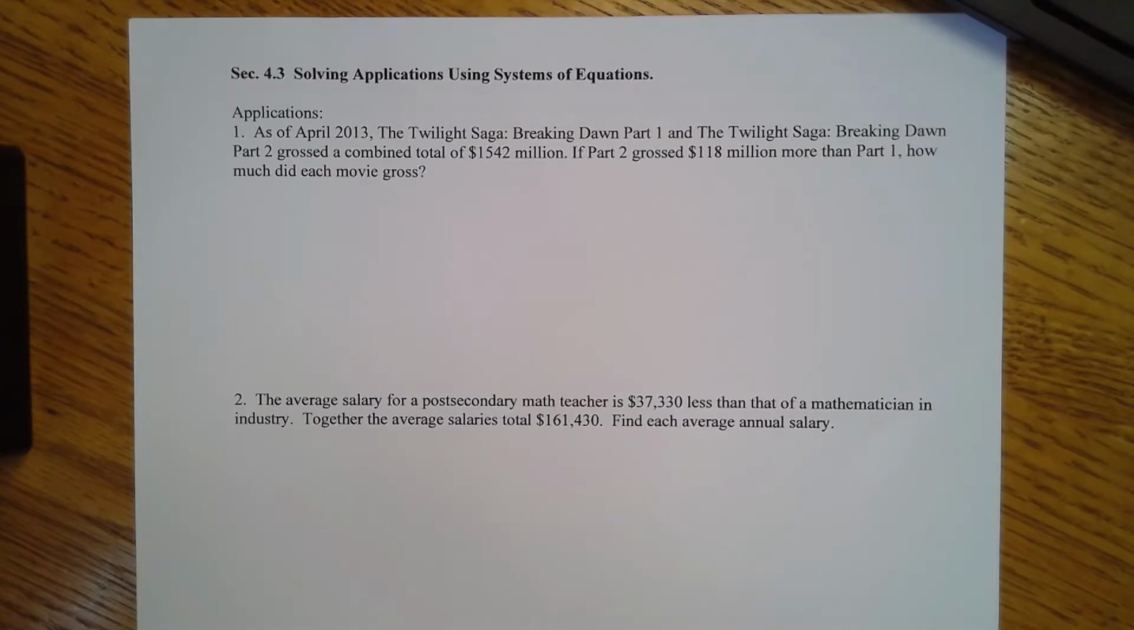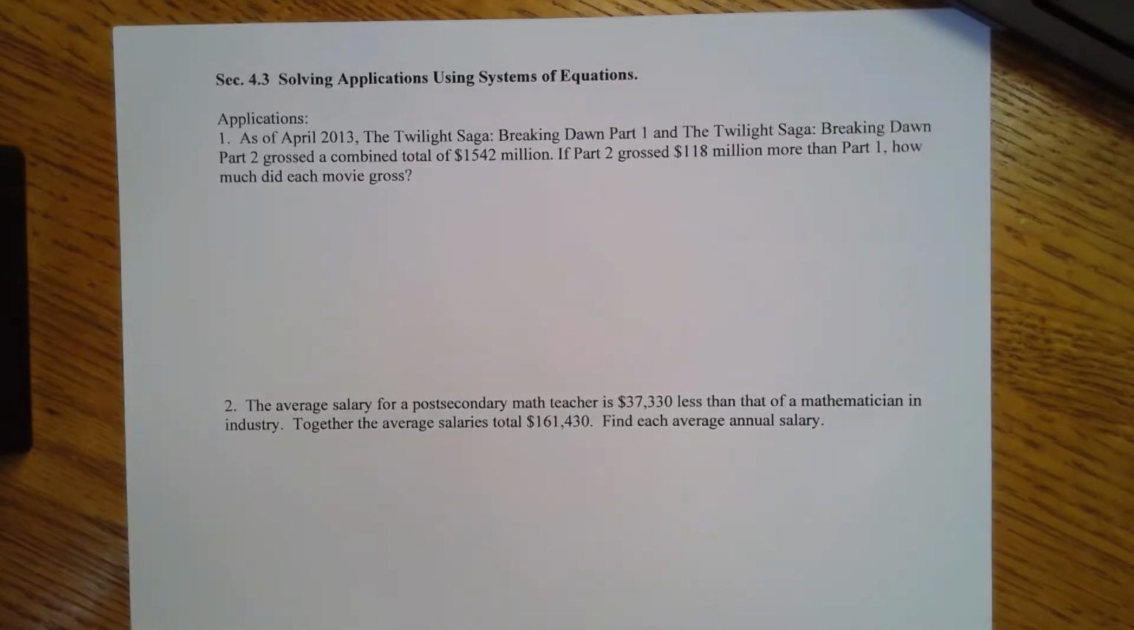So the first thing I want you to do is read it a couple of times, and then try and figure out what the question is asking. So as of April 2013, the Twilight Saga Breaking Dawn Part 1 and the Twilight Saga Breaking Dawn Part 2 grossed a combined total of 1,542 million. If Part 2 grossed 118 million more than Part 1, how much did each movie gross?